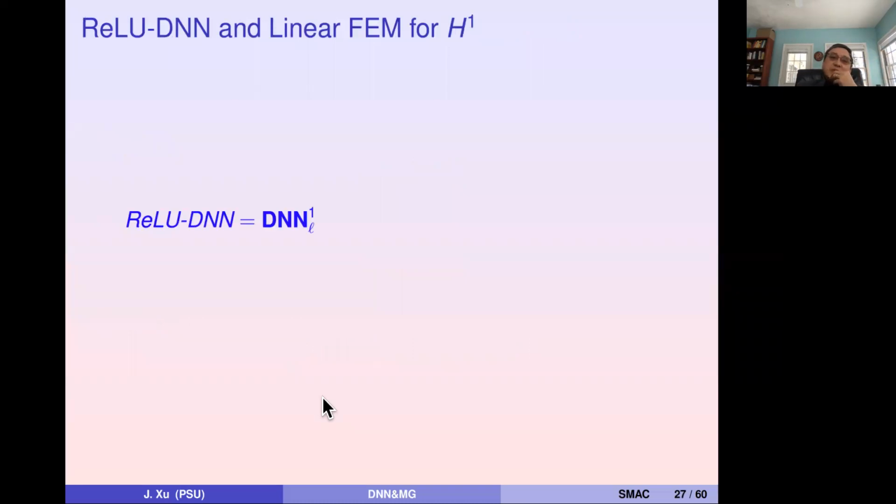ReLU DNN is the dominantly used network in machine learning, in deep learning. It turns out that, as a set of functions, it's exactly the piecewise linear finite element functions that I'm familiar with. So one of the first messages I'm sharing here is that the so-called ReLU DNN, which is the most commonly used neural network, as a function class is exactly piecewise linear finite element, which we have been using for years for solving partial differential equations.